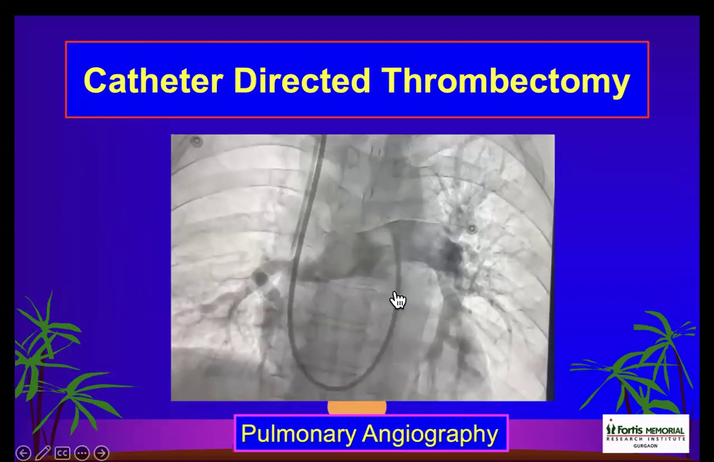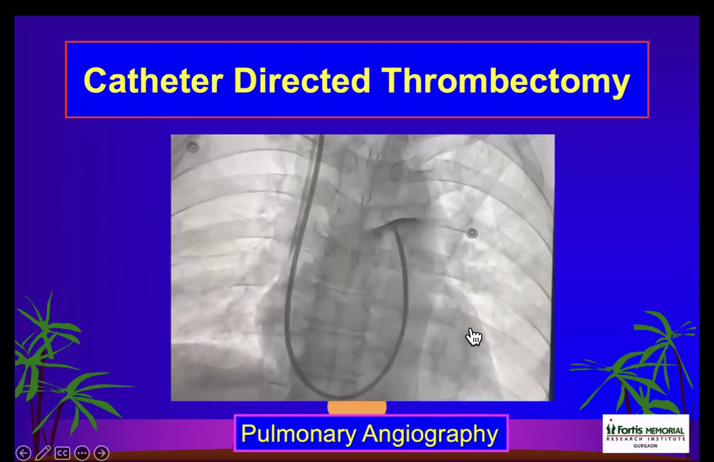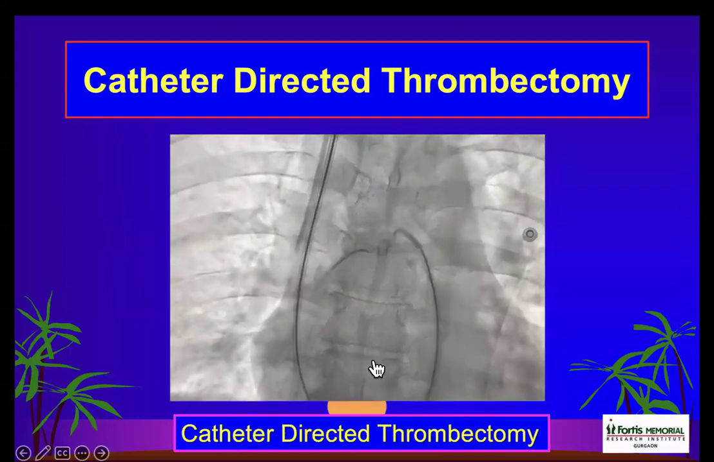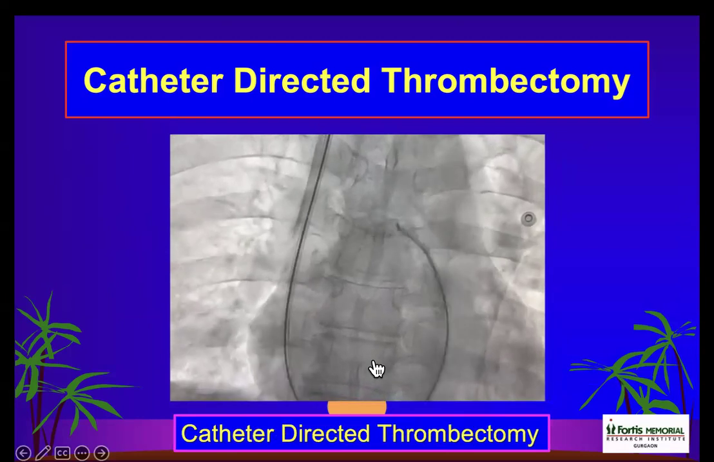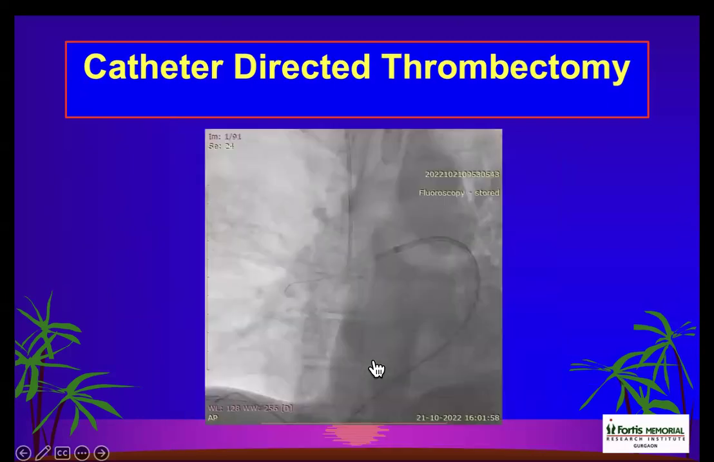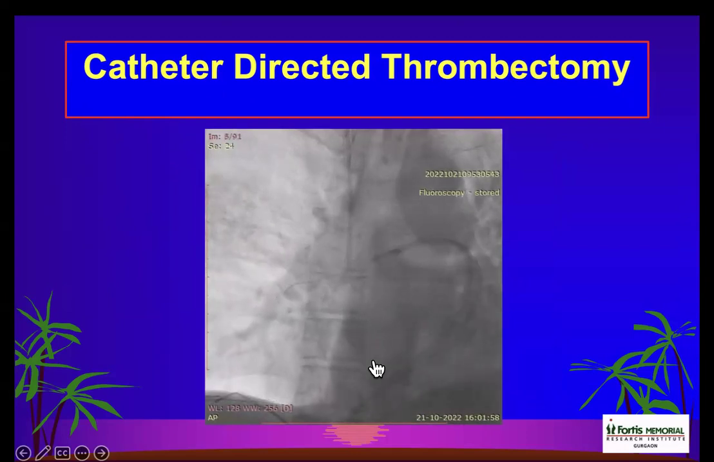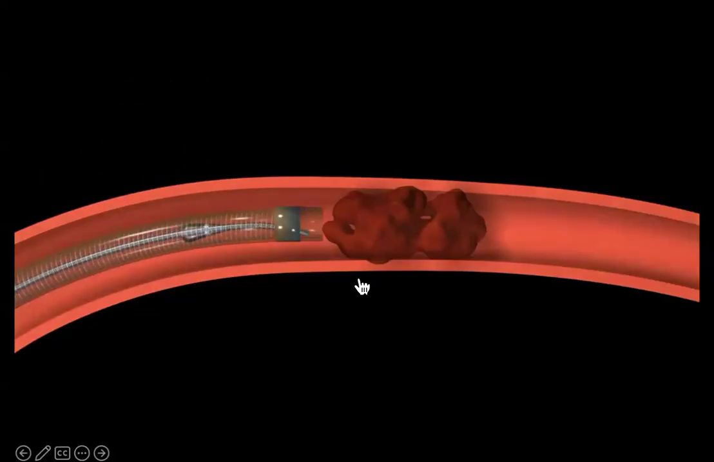And this is the pulmonary angiogram, where you can see multiple filling defects, a number of clots in the pulmonary circulation, where the catheter thrombectomy is done. This is a rotating catheter which fragments the clot, and then the fragments are sucked out. So this is a catheter which is doing the thrombectomy. This is another way of doing a thrombectomy, which we call suction thrombectomy, where there is a special kind of catheter which is passed.